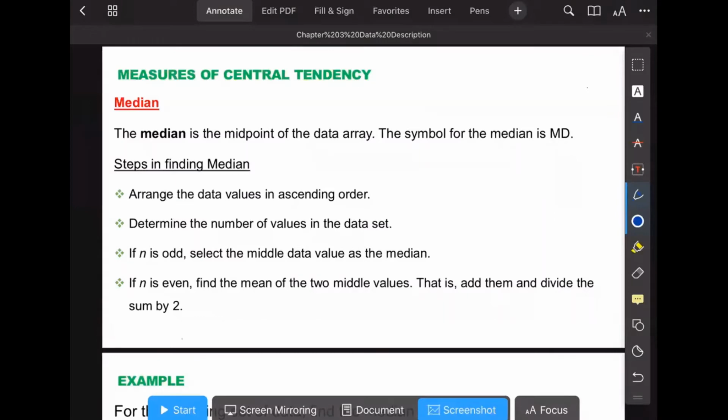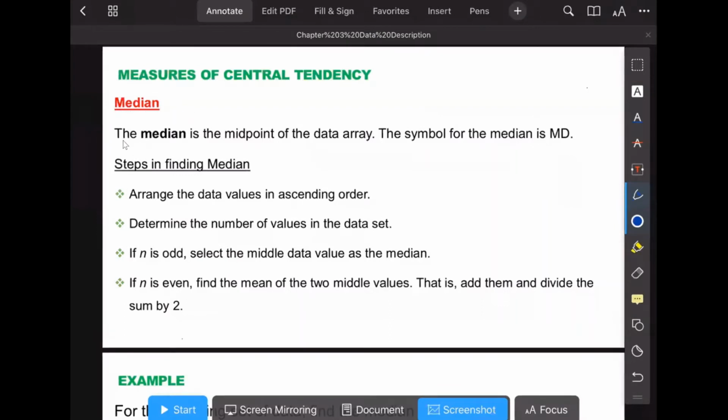Now we are done with mean, the first measure of central tendency. We looked at calculation of mean using various techniques: for ungrouped data, grouped data, and the weighted mean. Now we are on the next measure of central tendency. It is called the median.